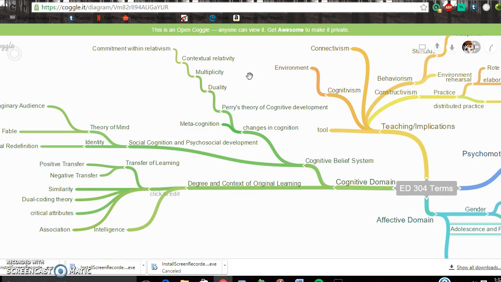So we have the first stage, which is duality, and that is where the student believes everything is black and white. There are right answers or there are wrong answers. There isn't really a gray area, and when they ask questions and learn in the learning environment, they are learning things based on what's right and what is wrong.